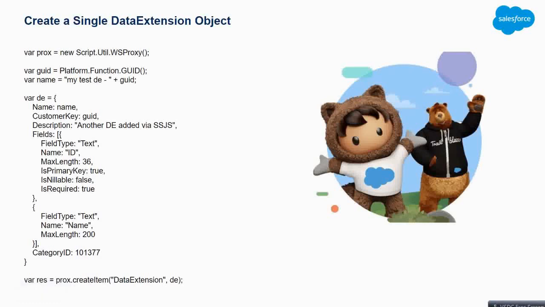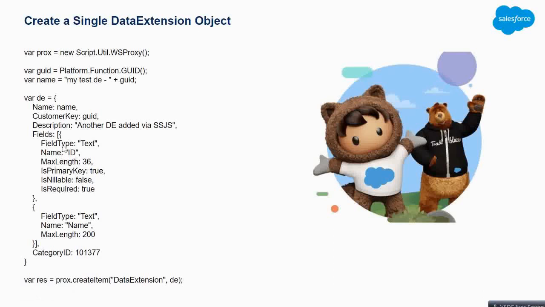So create first is we can create a data extension. Okay, so we mention all the properties you want in the data extension. Okay, so this variable, if you notice, it has the name you want to assign to that data extension, the customer key. Here the customer key is the GUID, which is auto generated by this function. Okay, kind of a random number. Okay, the description, the field names. Okay, so one field is this one. Okay, so the field name is ID, another field is name.